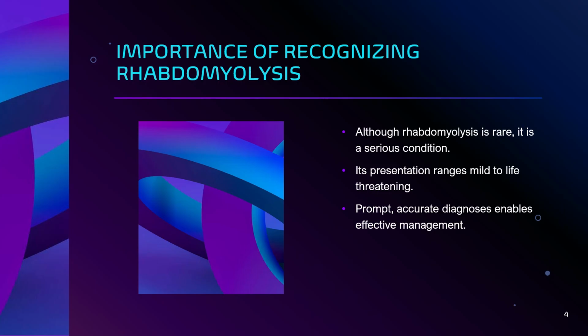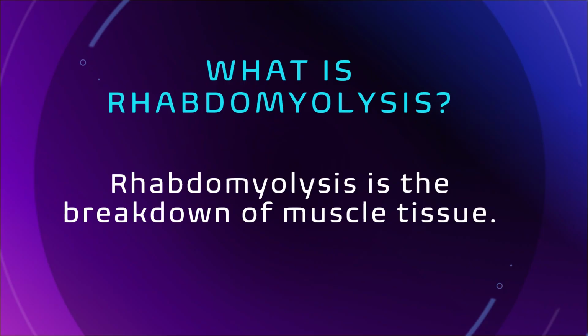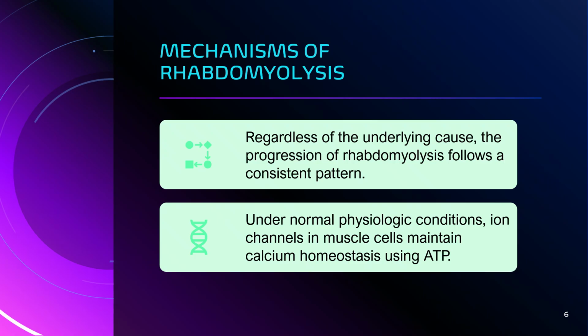Recognizing the signs of rhabdomyolysis is crucial, as its clinical presentations range from asymptomatic elevations in creatine kinase levels to potentially life-threatening complications. Accurate diagnosis of rhabdomyolysis enables timely management and intervention, thereby reducing the risk of additional harm. Rhabdomyolysis is necrosis, or the breakdown of skeletal muscle tissue, causing the release of fiber contents into the bloodstream and urine. Regardless of the underlying cause, the progression of rhabdomyolysis follows a consistent pattern.